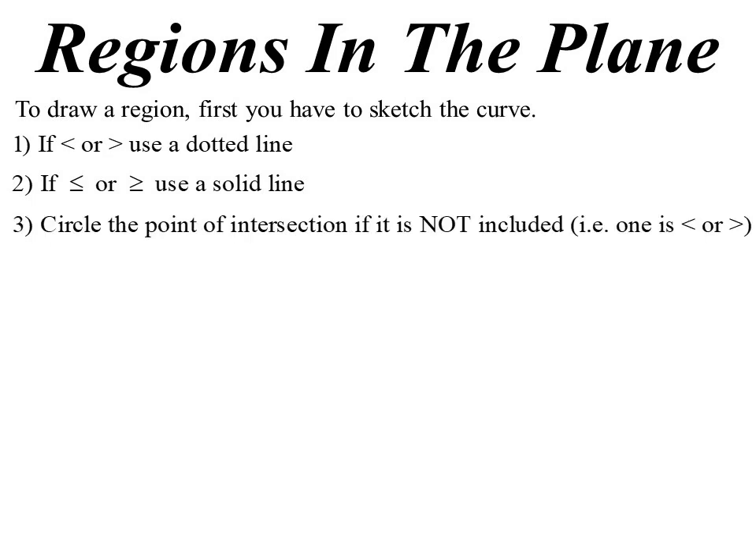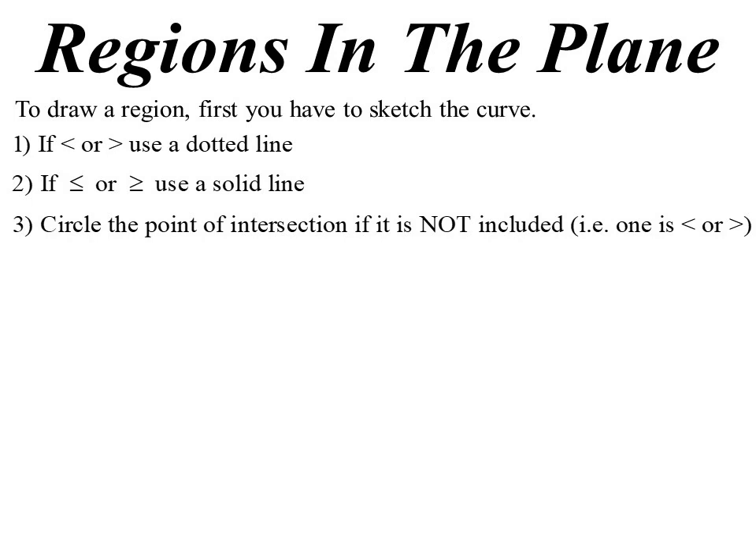Now the point of intersection becomes interesting. How do we indicate whether that particular point is included or excluded? Same as we do on the number line. If it's included, then it's a solid dot. If it's excluded, then we just draw a circle. So it's a hollow dot, if you like.